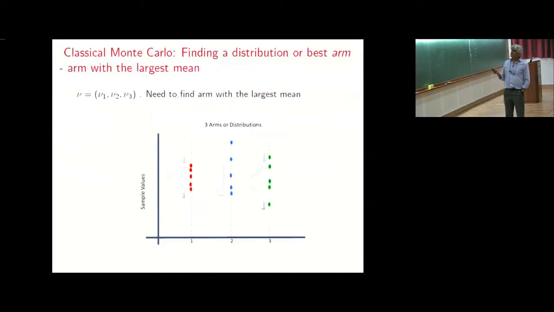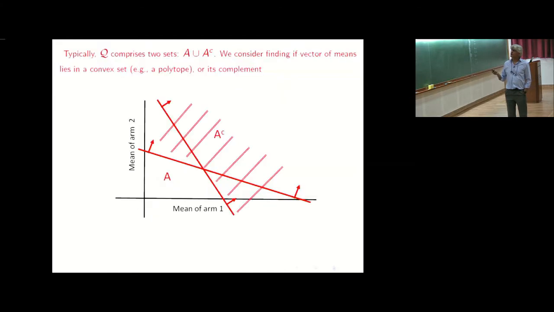All right, so this is a classical problem in Monte Carlo: finding a distribution or best arm with the largest mean. Many distributions, for example models of a transportation network, where you want to find which model has the least congestion. You can simulate from the model. Typically your nu belongs to a particular set, and you're asking whether you are identifying it correctly, or making a wrong assessment. So am I finding the right set A, or its complement? Really one can think of this for the most part as 2 sets.